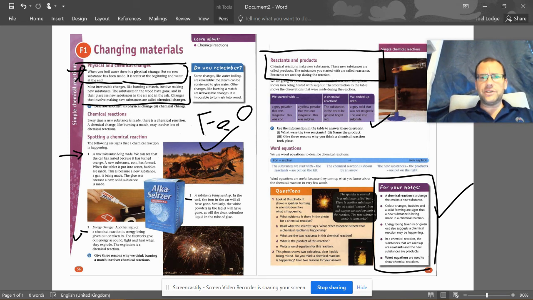All right, so just a brief introduction using your textbooks about chemical reactions and how we spot them, and something for your notes as well, to give us a good starting point for this unit. That should take you about 5 to 10 minutes to make those notes, and we'll come back together and start looking at some more examples of chemical reactions and how we can tell they're happening.